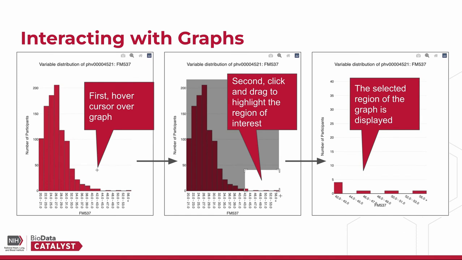These graphs are interactive. Let's say we want to learn more about the tail on the right side of the histogram displaying body mass index. First, we can hover over the graph in the region of interest. We can then click and drag to highlight the region we want to see. When we release the click, we can see that the highlighted region of the graph is then displayed. We can now observe the details of this tail to learn more about the data.